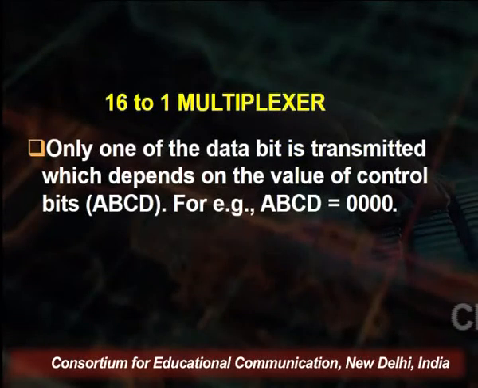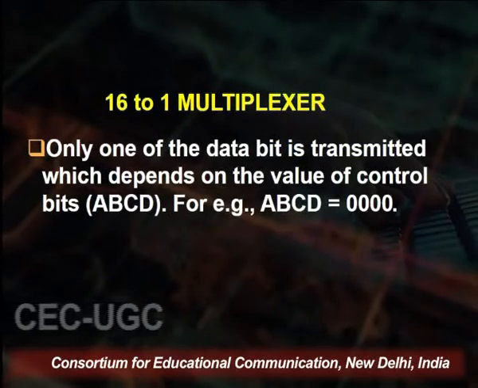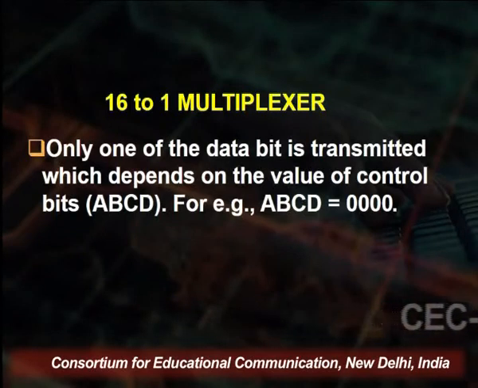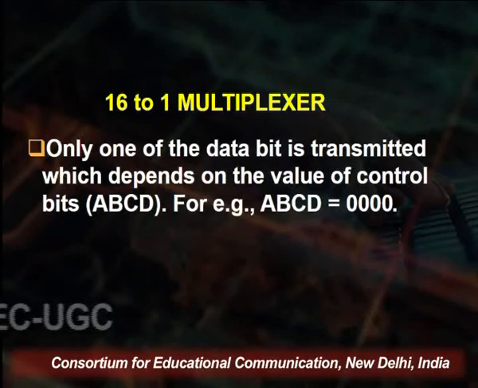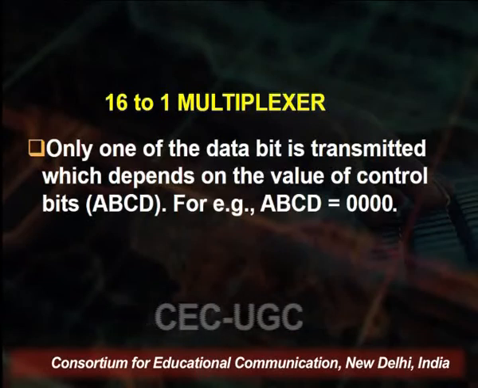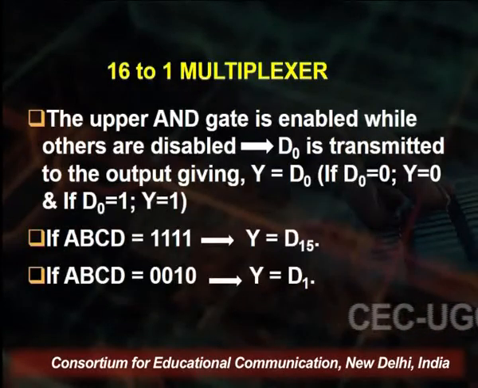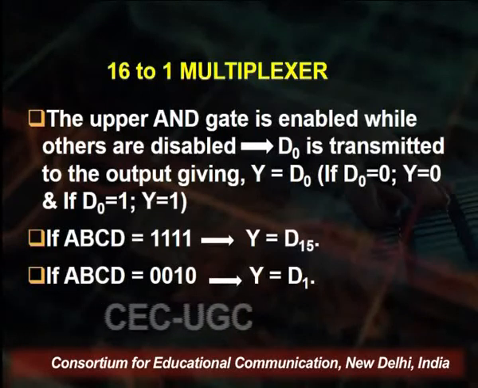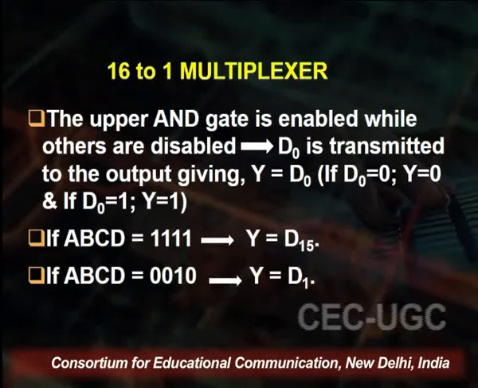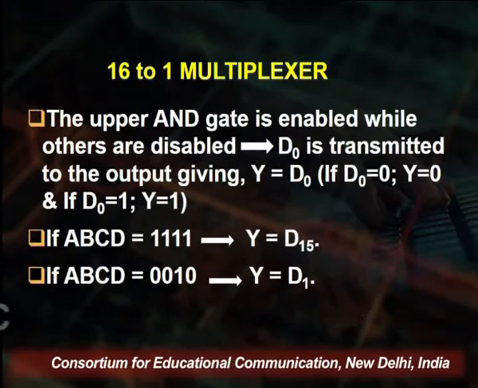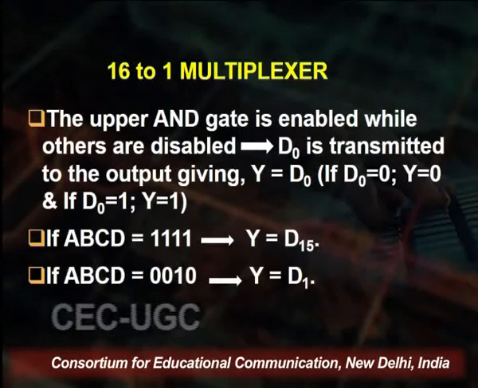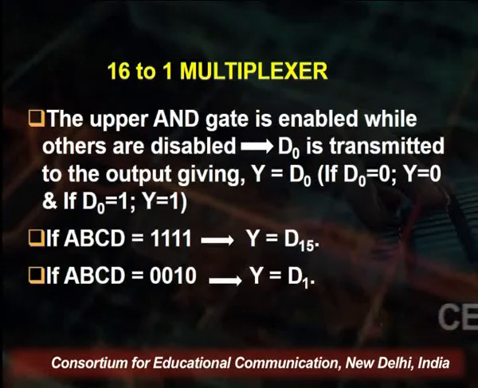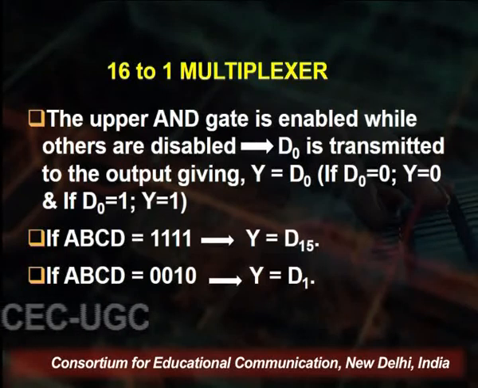So 16 cross 1 multiplexer, in this case only one data bit is transmitted, which depends upon the value of the control, that is ABCD. So ABCD would go from 0 0 0 0 to 1 1 1 1. 16 cross 1 multiplexer would run something like this. If 1 1 1 1, then the output would have the data input D15. For ABCD combination of 0010, we would have Y equal to D1. Since we consider D0 to be the base, therefore 0010 would be D1.